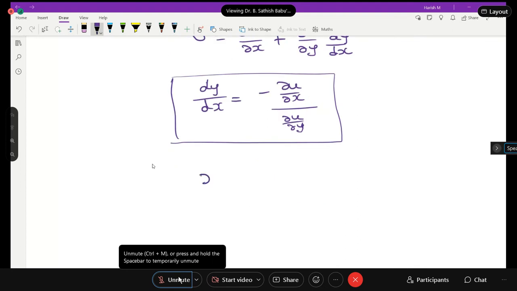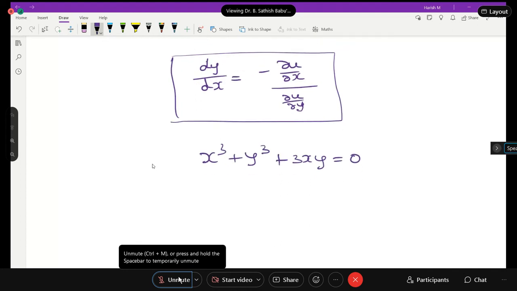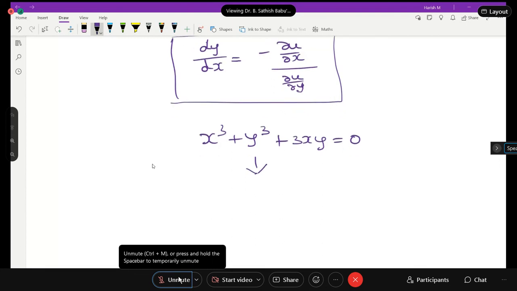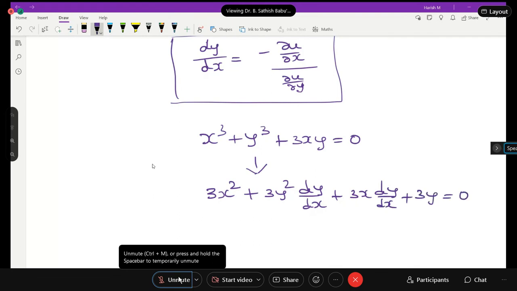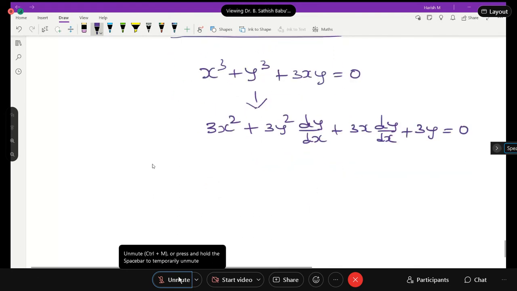This is the formula for finding dy by dx, the ordinary derivative, using partial derivatives for an implicit function. I will just show you an example here. x cube plus y cube plus 3xy is equal to 0. Let us differentiate this using the regular process. Can I say this is an implicit function? Yes. Okay. Can you let me know how we can differentiate using the ordinary process? It is 3x square plus 3y square dy by dx plus 3x dy by dx plus 3y is equal to 0, right? Yes, sir.